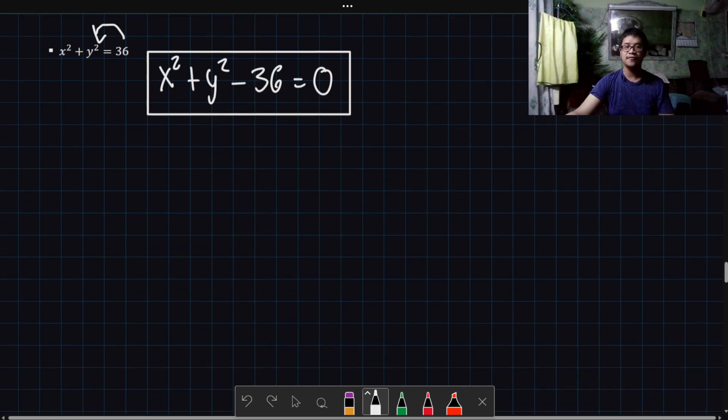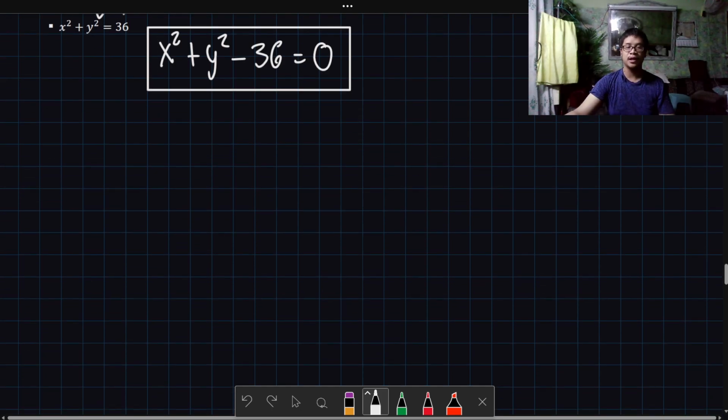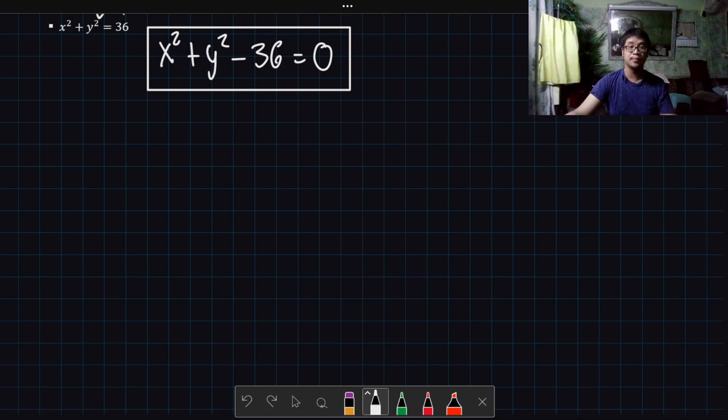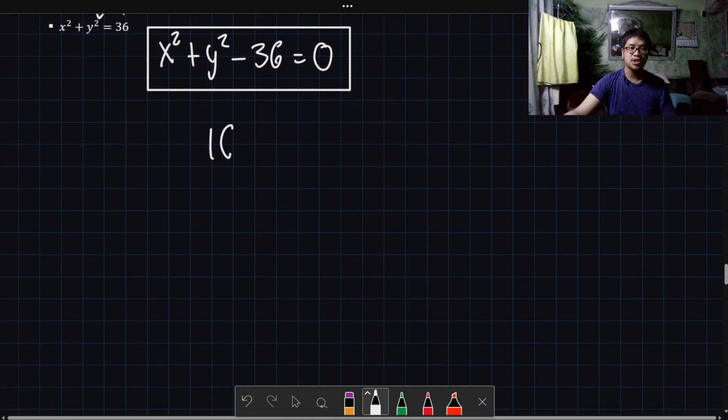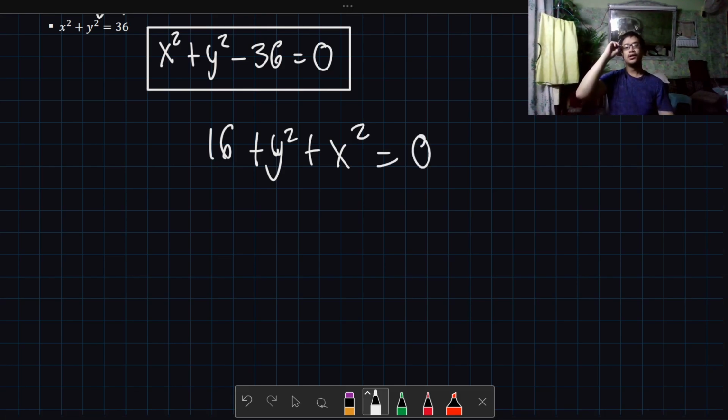So let's just say I have this one. All right, this is just another example. I'm just going to make this up. I have 16 plus y squared plus x squared is equal to 0, right? Like this example. So can this be our final answer? If that's your answer, then no. Because the general form, again, states that the exponents, in terms of the order, should be from highest to lowest.